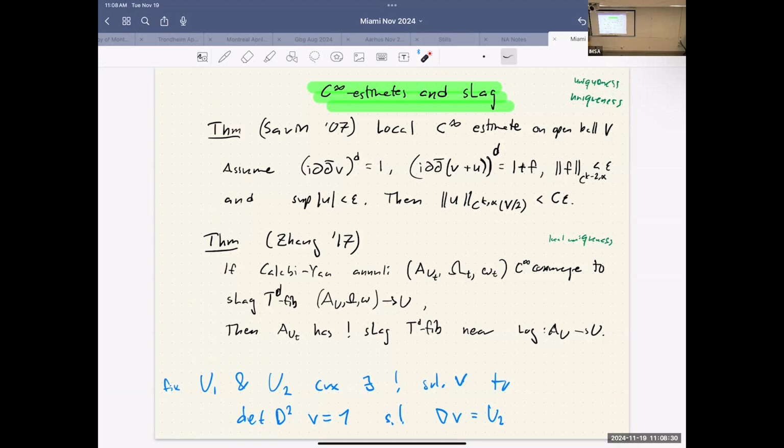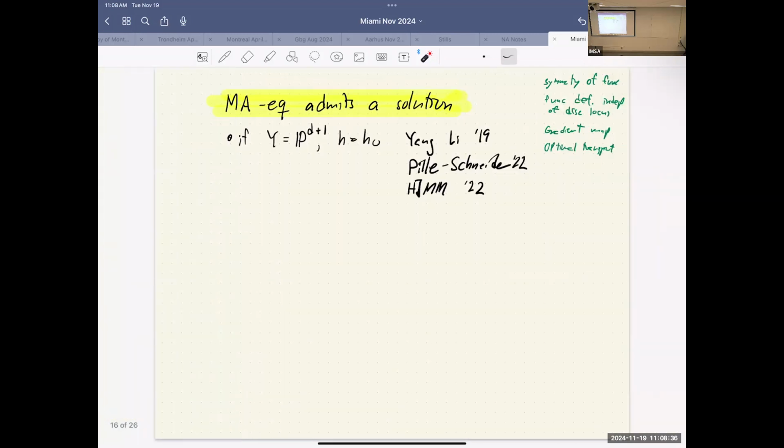I'm going to go back to this toric setting and talk about solvability of this real Monge-Ampère equation. First of all, this real Monge-Ampère equation does admit a solution if Y is P^(d+1), so we have the standard unit simplex. And this weight function is the trivial weight function. So h0 of m is 1 if m is a vertex of delta, and plus infinity otherwise.